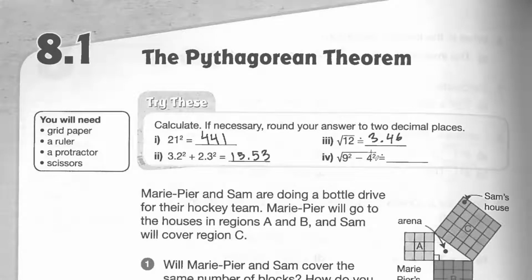Finally, the last one, I'm going to have to make sure that I use my brackets properly. So it's the square root of bracket 9 squared minus 4 squared, close bracket, gives me an answer of approximately 8.06. Once again, rounding, from 8.06225778, etc. So let's just practice doing squares in your calculator.